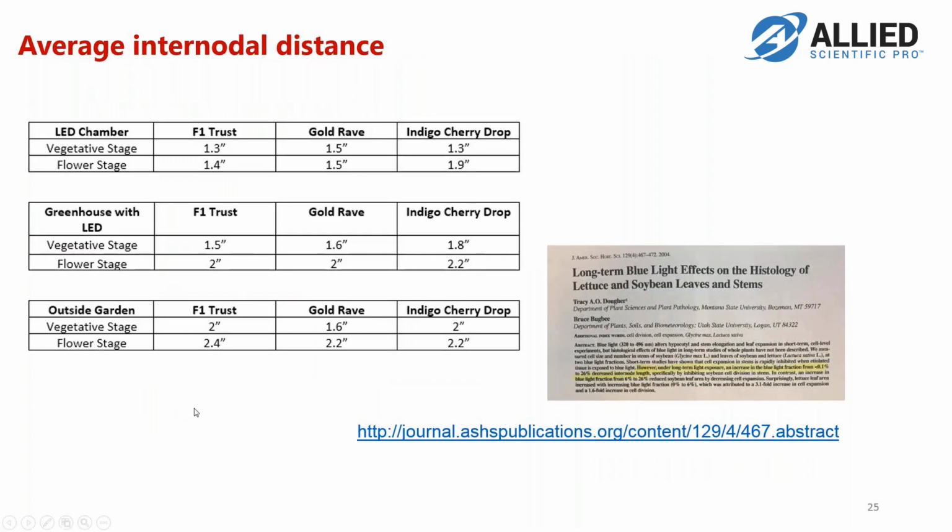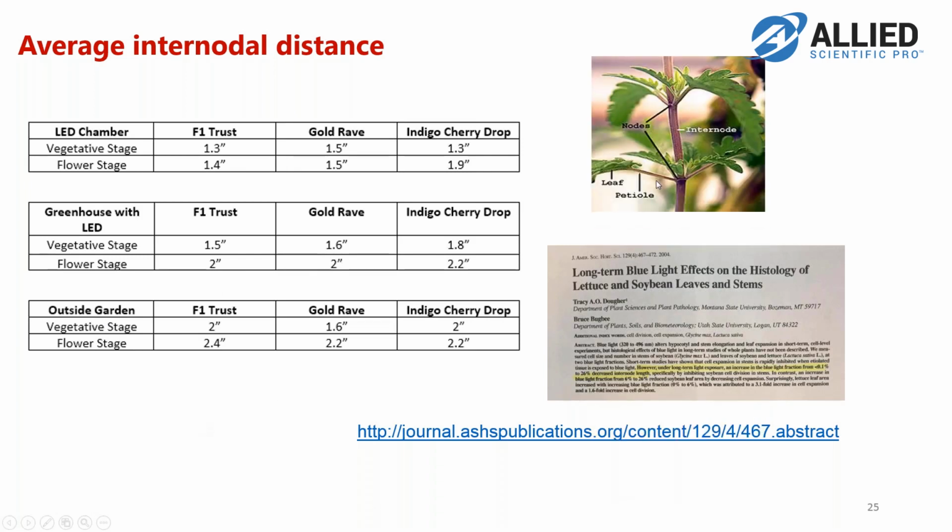Average internodal distance. Again, there's a paper here that supports our idea that due to the presence of blue light, there was smaller internodal distance. And so these numbers that you can see in this table are much smaller than the greenhouse and the outside garden. And by internodal distance, it's represented here, where this branches out.